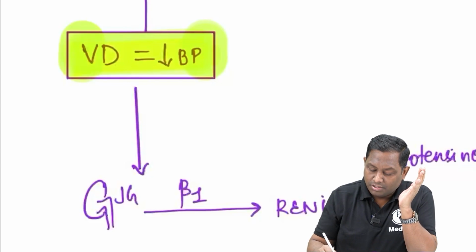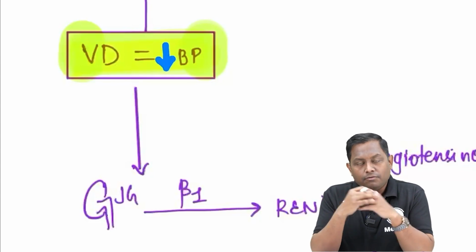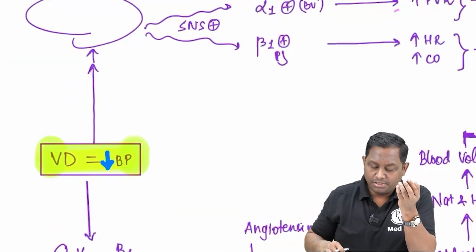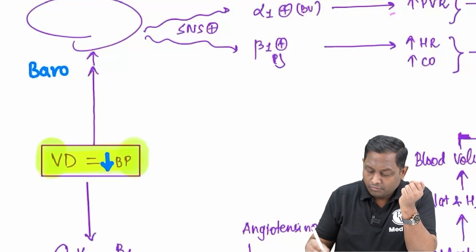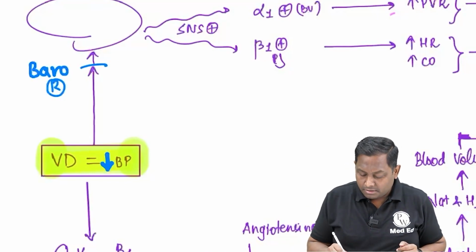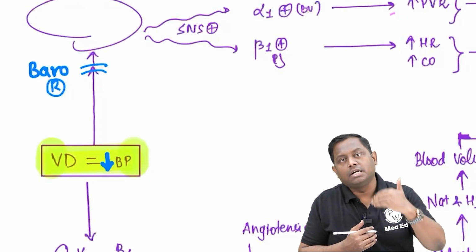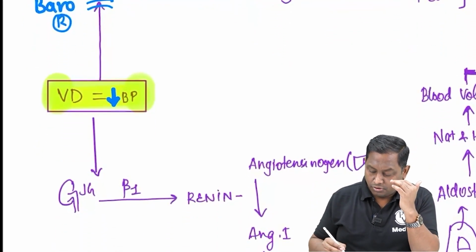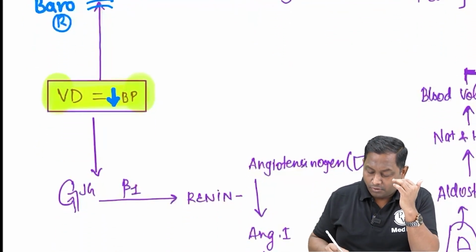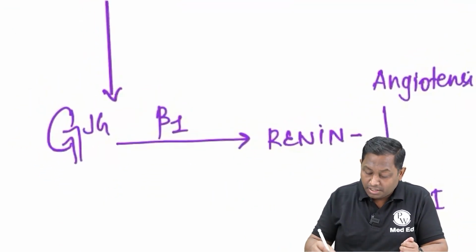So this will be one trigger point for us. This is going to act as a trigger point. जब भी कोई BP fall होती है, this will be sensed by certain receptors in our body. For example, we have certain baroreceptors in our body, and these baroreceptors will be sensing that there is a fall in the blood pressure, and they will send the signal to the brain, and brain will be working accordingly. Apart from that, there are some peripheral receptors also that are going to sense this fall in the blood pressure.